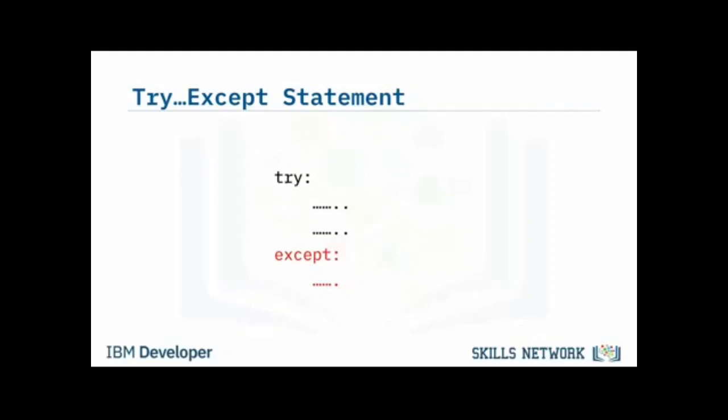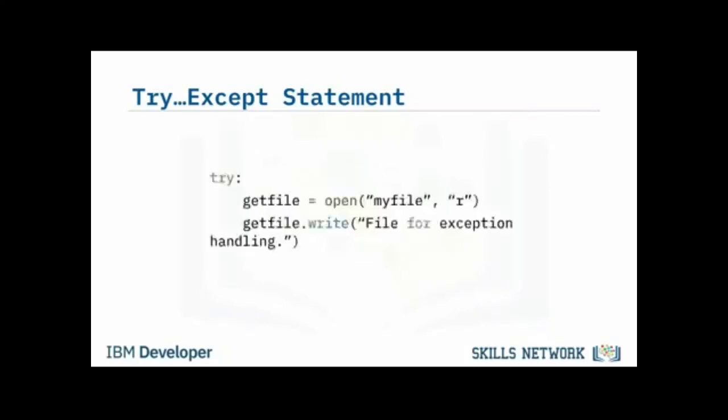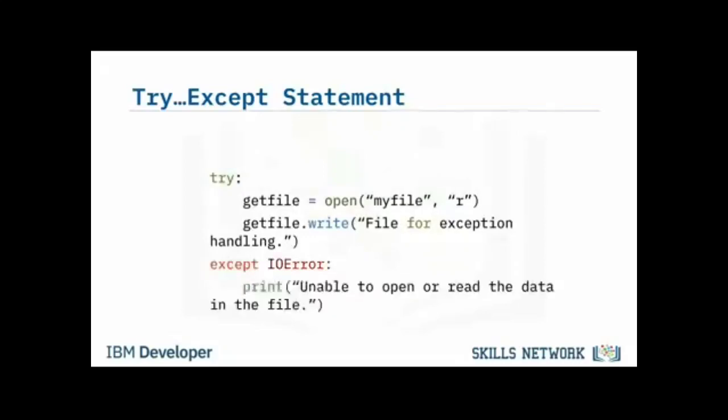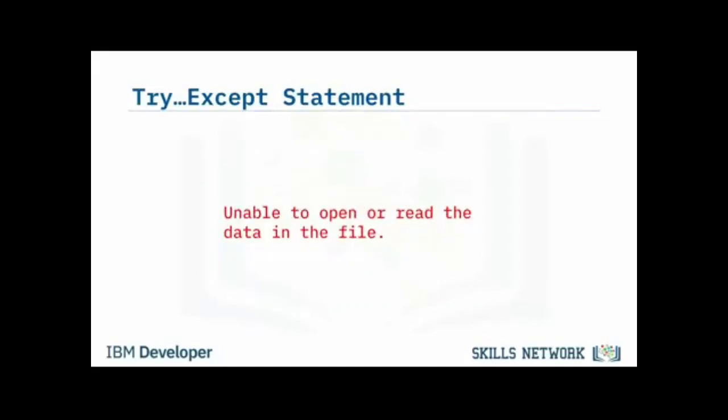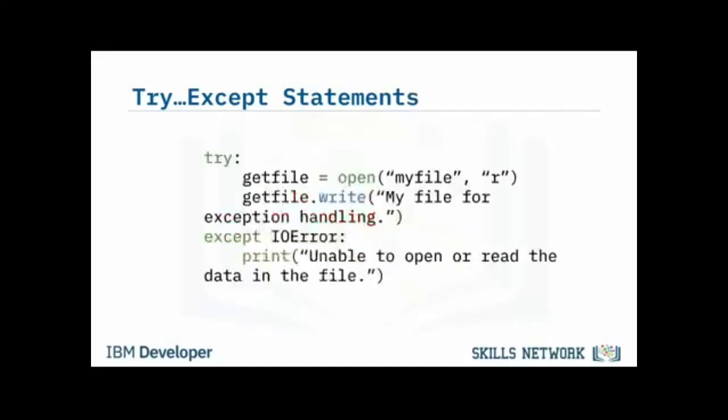For example, perhaps you are writing a program that will open and write a file. After starting the program, an error occurred as the data was not able to be read. Because of this error, the program skipped over the code lines under the try statement and went directly to the exception line. Since this error fell within the I/O error guidelines, it printed unable to open or read the data in the file to our console.